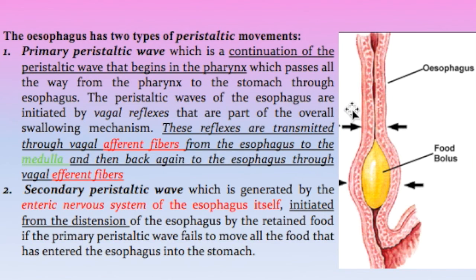After the passage of the primary peristaltic wave, if a certain part of the food fails to pass into the stomach, this causes distension of the esophageal wall, and this will generate a secondary peristaltic wave, which is generated by the enteric nervous system, in order to pass this retained food into the stomach.